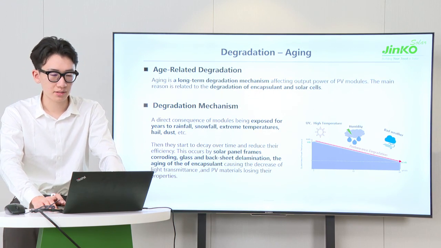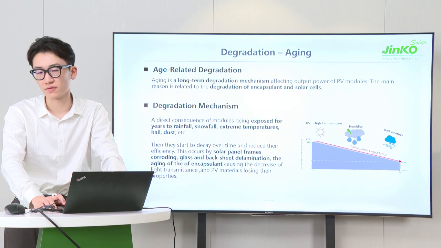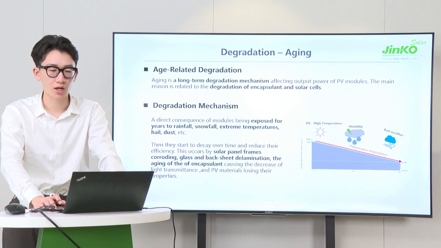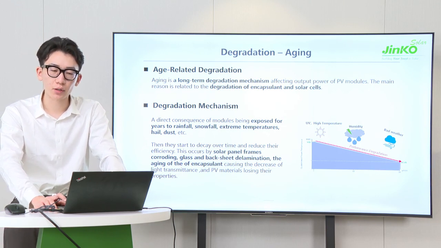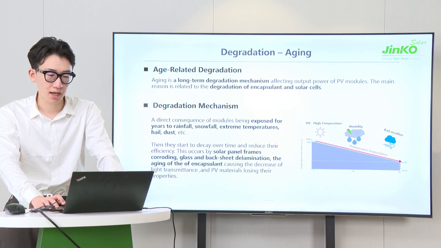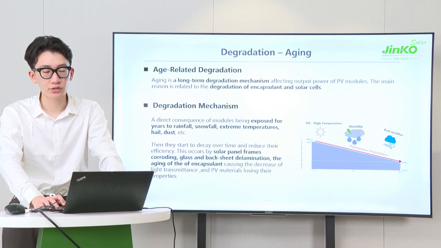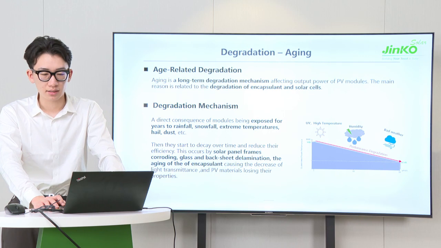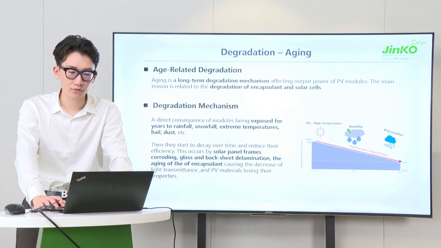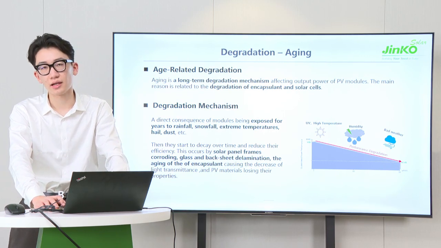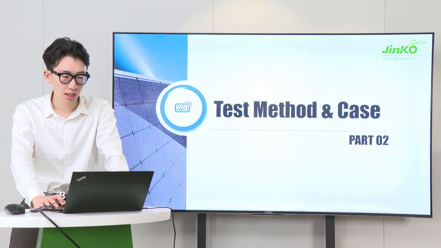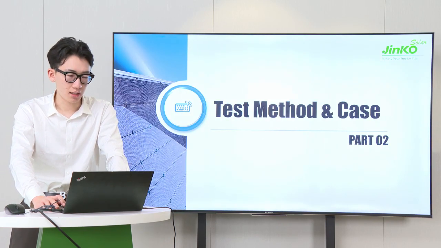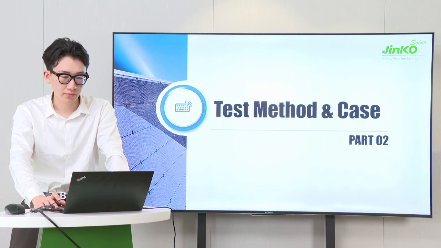This degradation mechanism is a direct consequence of modules being exposed for years to rainfall, snowfall, and other external agents. When PV modules are exposed to the aforementioned external agents, they start to decay over time and reduce their efficiencies. This occurs through solar panel frames corroding, glass and backsheet delamination, and regions of the encapsulant causing decreases of light transmittance. And then we will talk about test methods and cases.